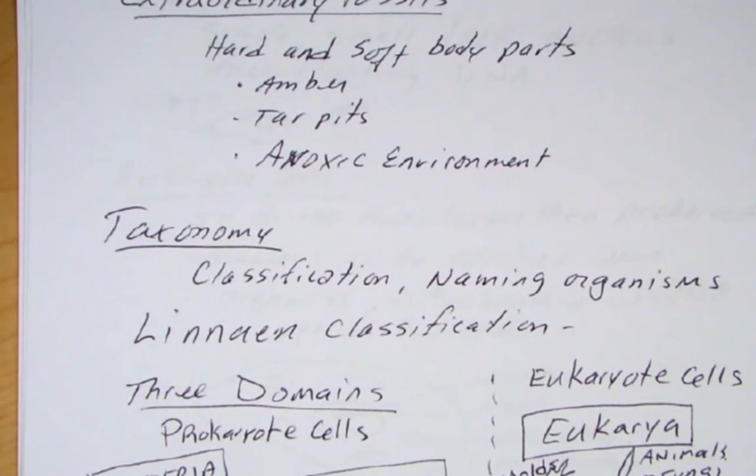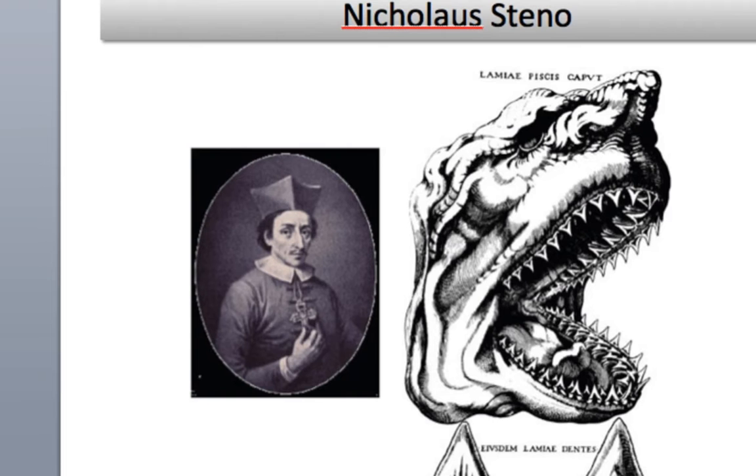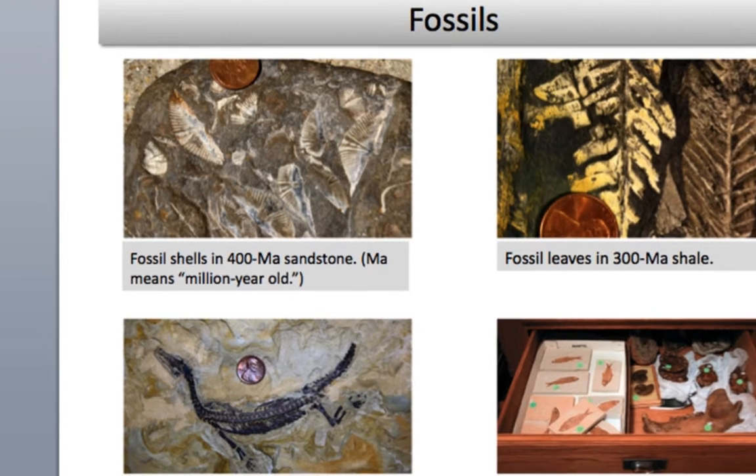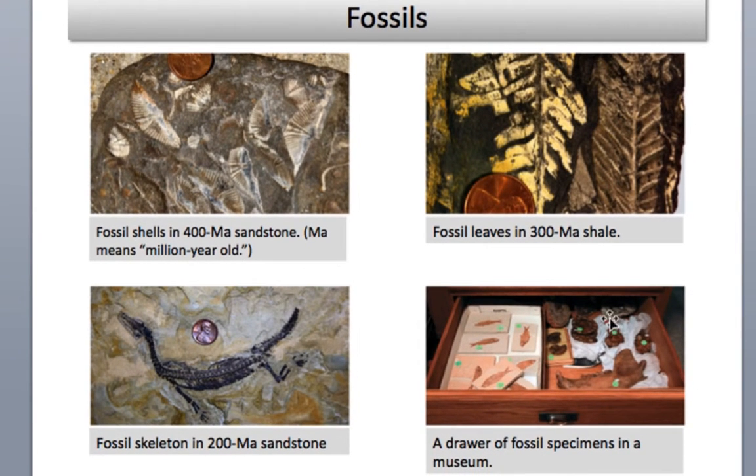Look at our PowerPoint here. So we talked about Steno. And so here we're looking at some shells. Here's some shells in 400 million year old sandstones. These are called brachiopods. In fact, I have some of these. I'll show you in a moment.